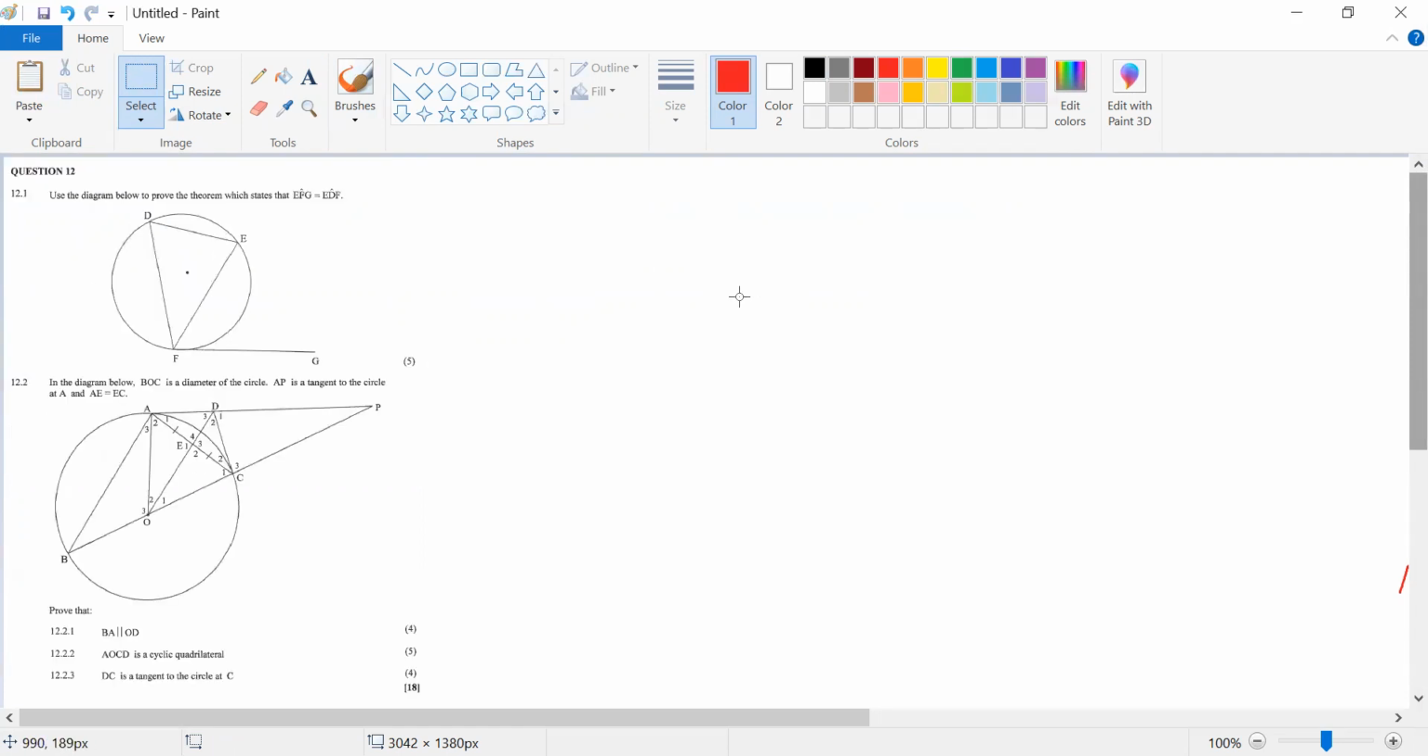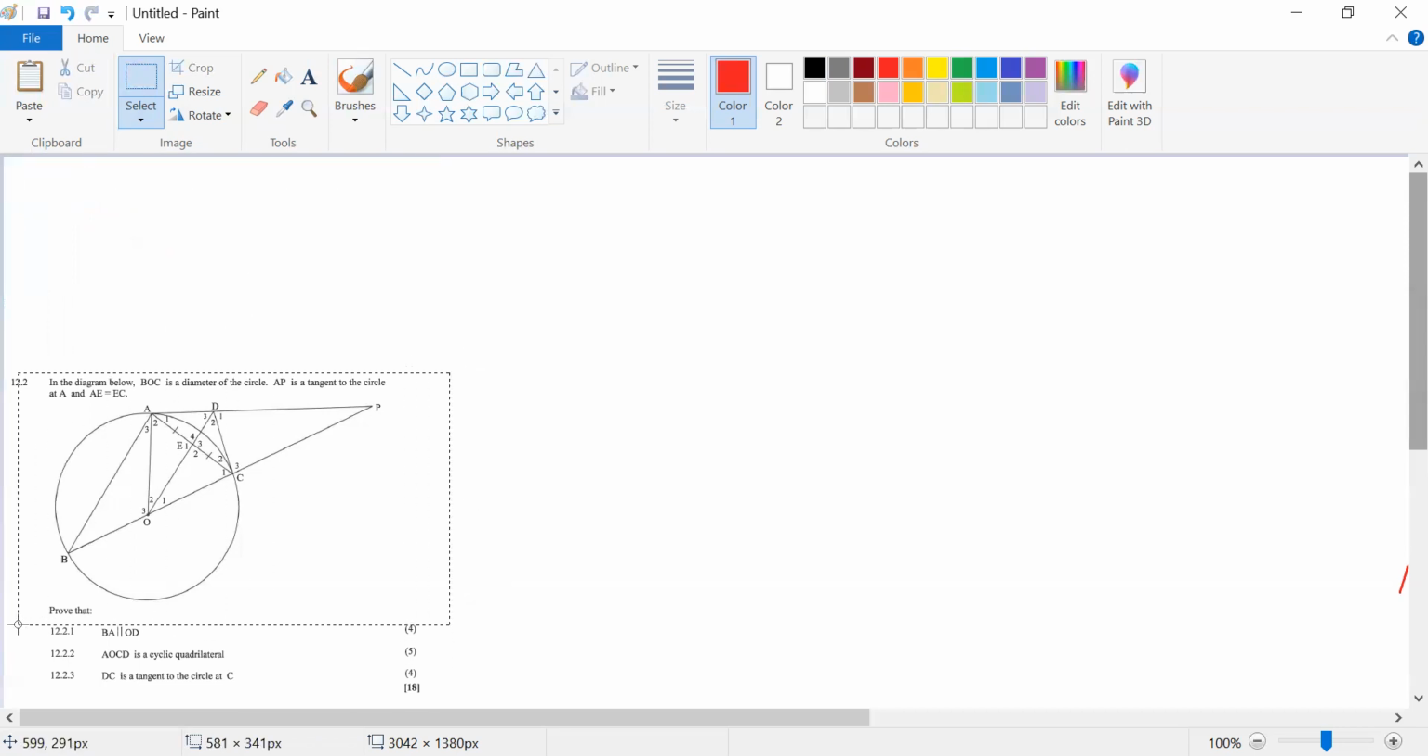Okay. All right. So now we can see in question 12, 12.1 was a proof, right? It was a proof that EFG, which is this angle right here, is equal to EDF, which is this angle right there. And that's just the tan chord theorem. So if they're asking you in 12.1 to prove the tan chord theorem, then there's a very good chance that you're going to need to use the whole concept of the tan chord theorem in order to solve the following question. So that's just what I wanted to show you with 12.1.